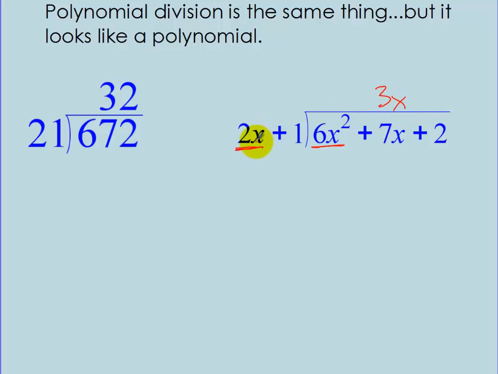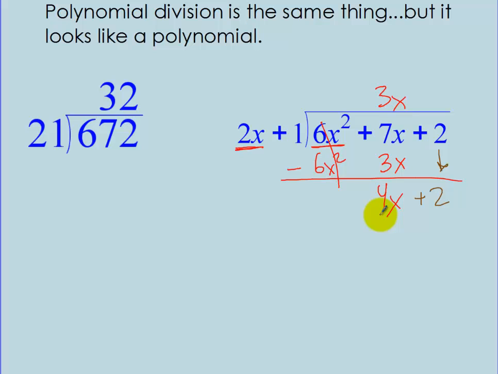So 3x times 2x is 6x squared, and 3x times 1 is 3x. And you're subtracting the bottom here. When you subtract, 6x squared minus 6x squared should always cancel. Then you'll get a number on the right term: 7 minus 3 is going to be 4x. For the next step, I drop down this 2, so it would be plus 2.